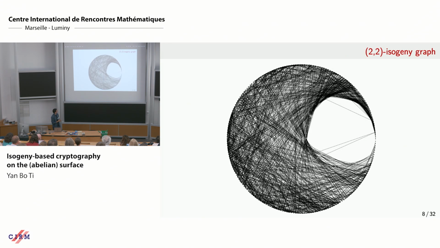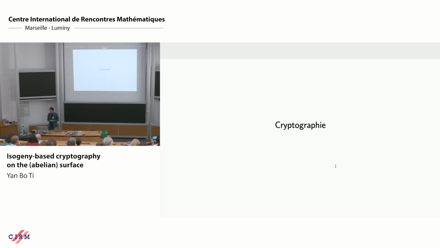So this is just a picture for the two isogeny graph. I've seen many ways of displaying isogeny graphs, and they don't give you information anyway, so I decided to put them in a circle, just for variety. Okay. Yeah. So now I'm going to move on to cryptography.